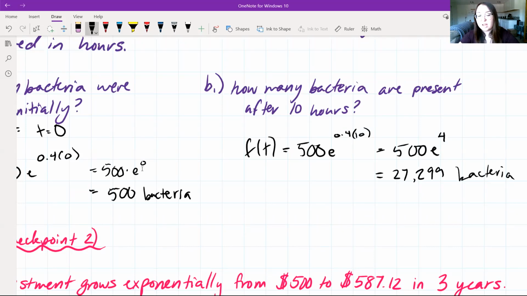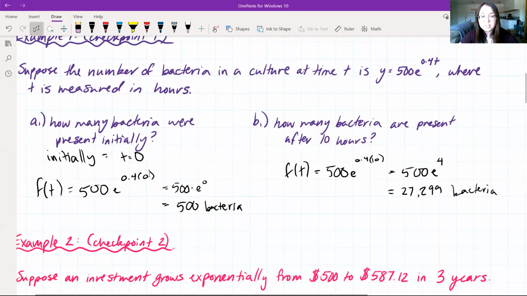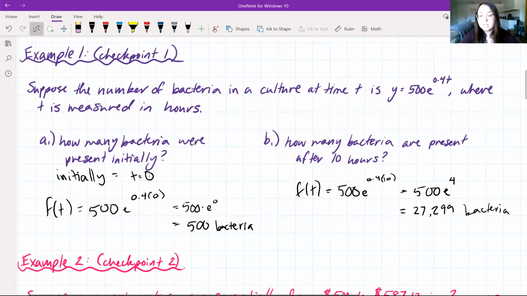So we see that our equation here, our function that's representing the number of bacteria in a culture, we see after 10 hours, we're going to have 27,299 bacteria. So we definitely can tell that this function is exponentially growing at a rapid rate, since only after 10 hours we see it increase by that much.